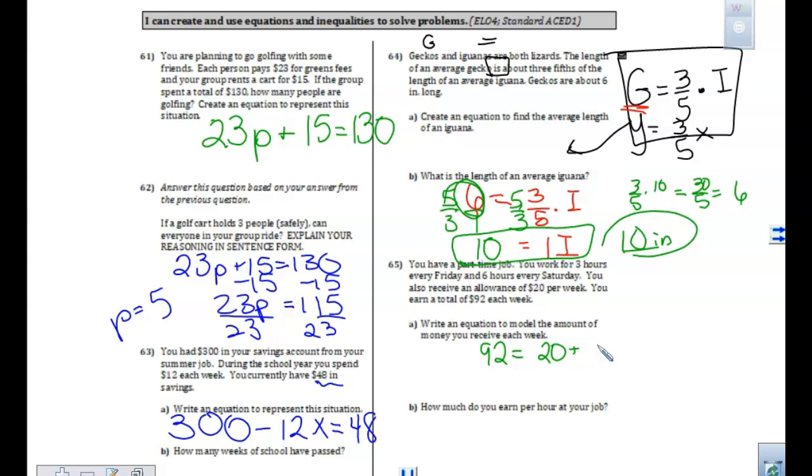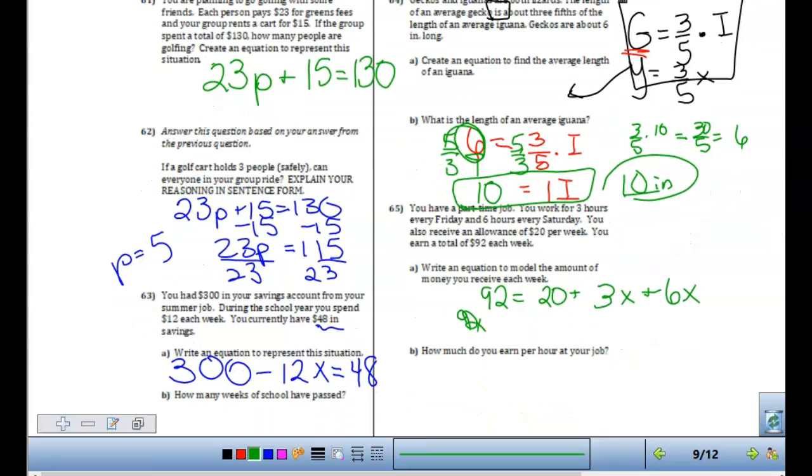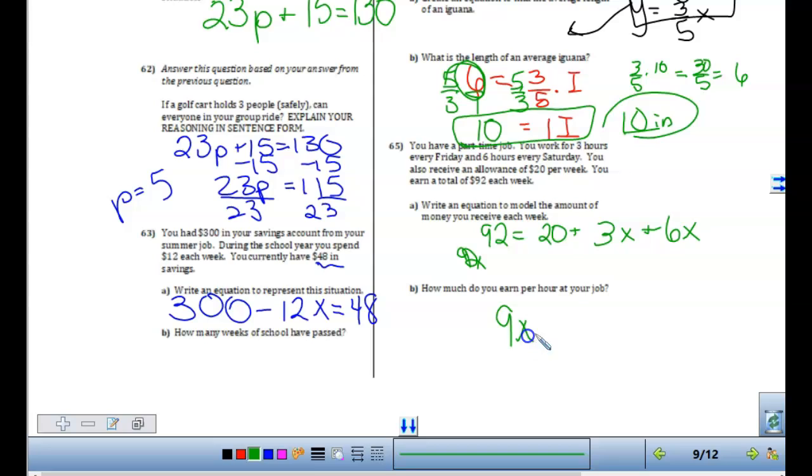We don't know how much we're getting paid per hour, right? So 3x and 6x. Okay. If I'm solving this, we're going to add our like terms, right? I'm going to rewrite it and put my x's first, so I'd end up with what? 9x plus 20, equals 92.